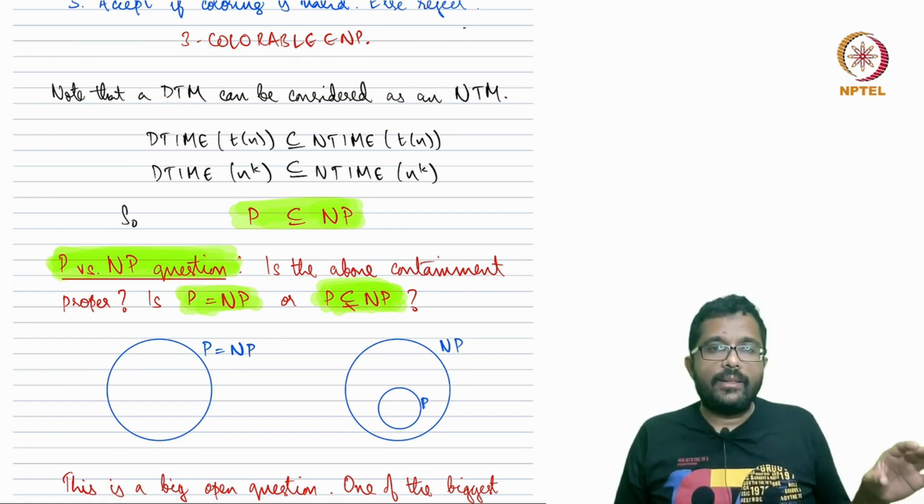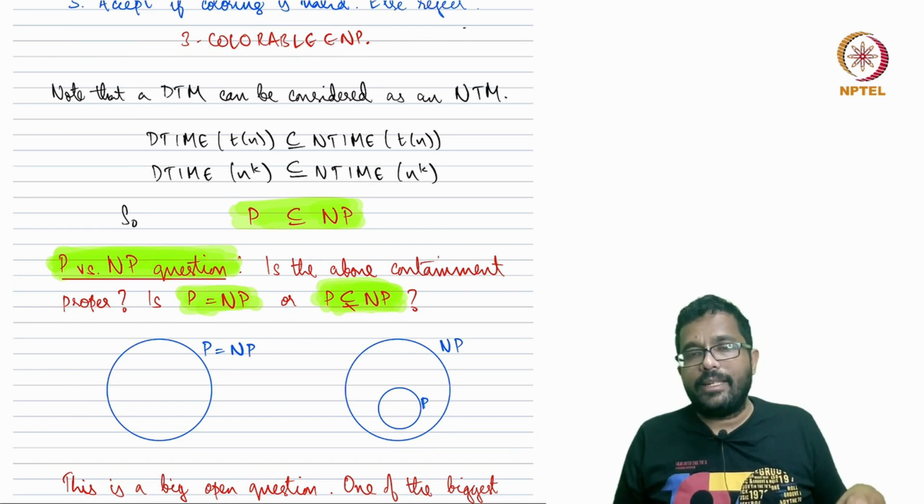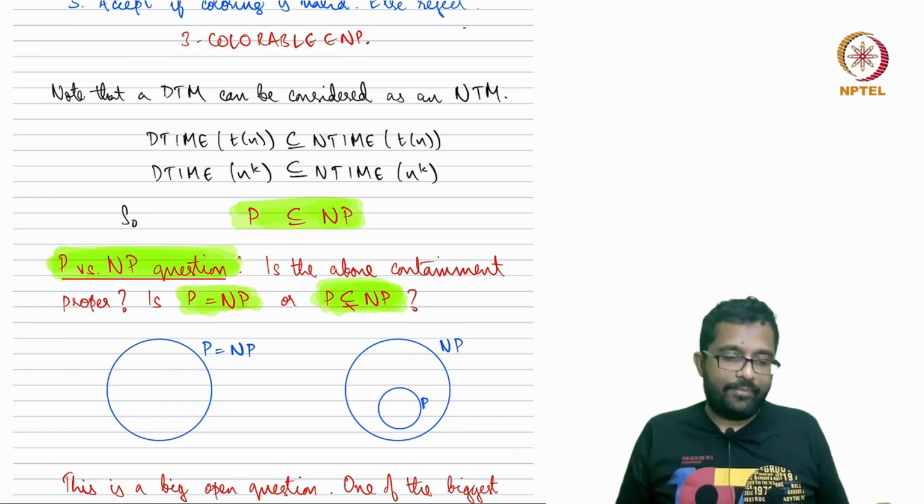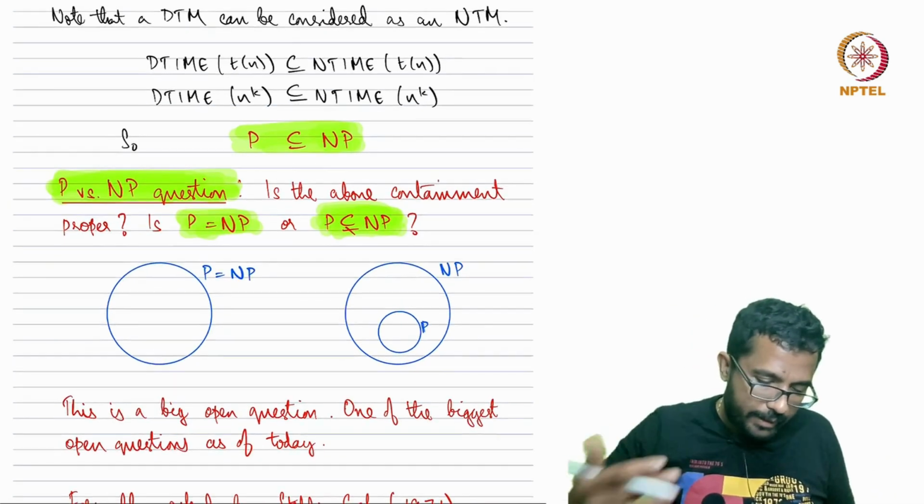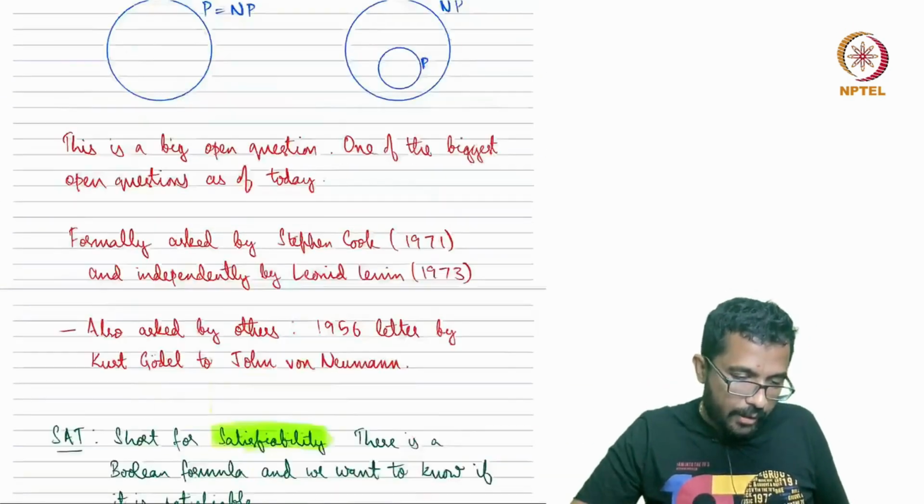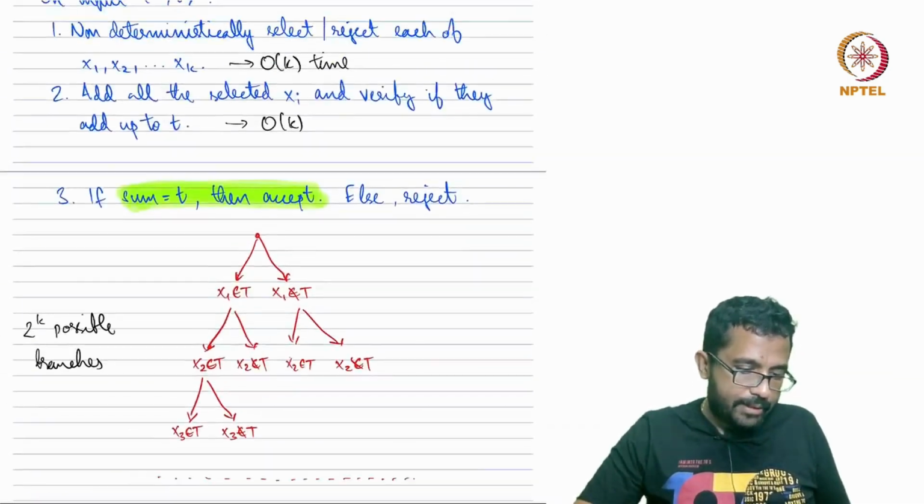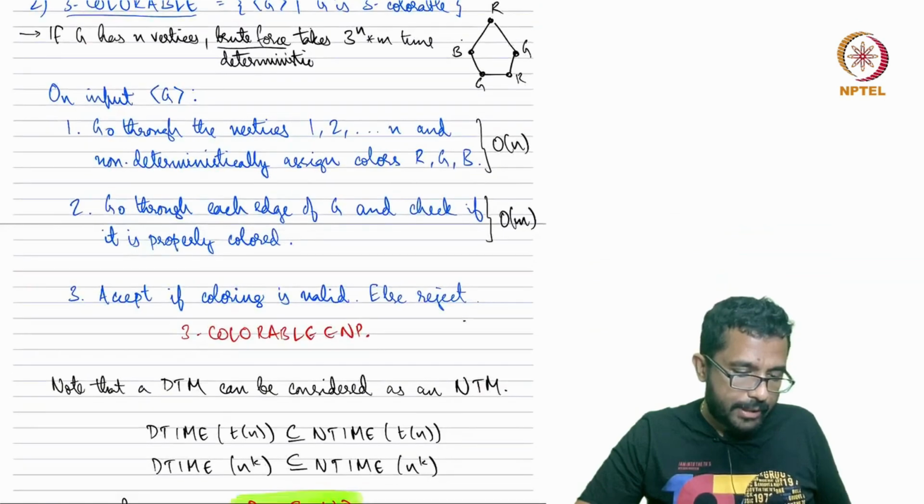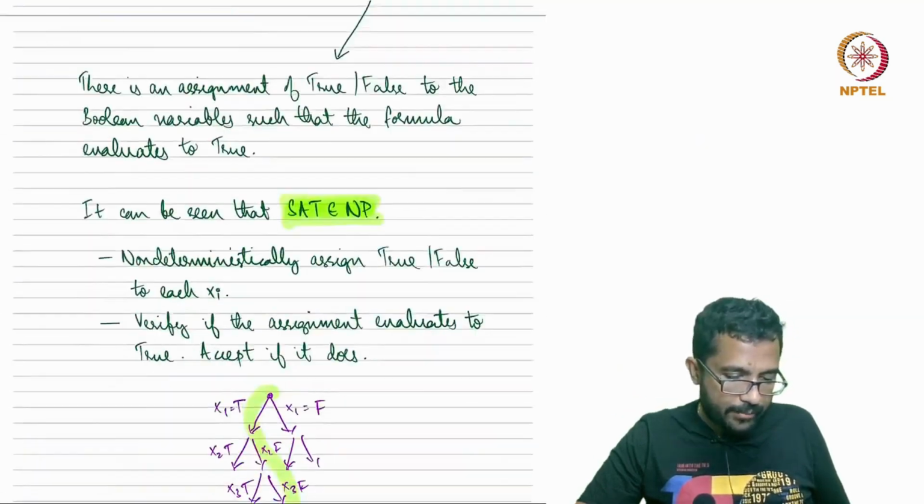The question is, P is clearly a subset of NP. Is it a proper subset? And we discussed a bit about that. And then we saw some examples. We saw subset sum, we saw 3-colorable, and we saw SAT.